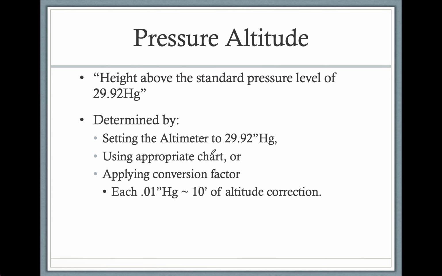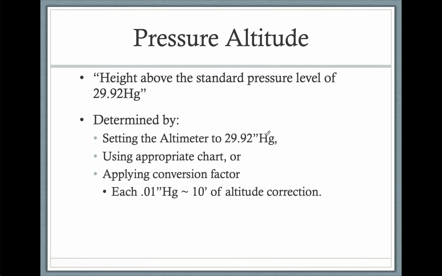Other ways are there's charts for that, or you can do a pretty close conversion factor. Basically, for every 10 feet of altitude, you lose about 0.01 inch of mercury. So if I were to change this to 29.93, my altimeter would change by 10 feet. And if I was currently at 30.00, I'm 80 feet higher or lower than what the gauge says.